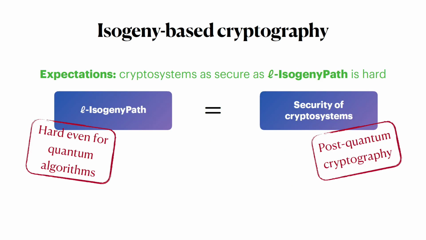So we have this computational problem, and isogeny-based cryptography is essentially creating cryptosystems and then proving that their security is equivalent to this L-isogeny path problem, which we believe is hard. We believe it's hard even for quantum computers, so we get post-quantum cryptography. Okay, that's at least the expectation, the ideal picture.